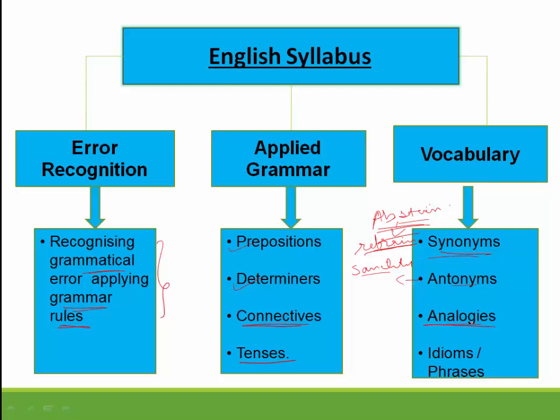Same goes with analogies. Now what are analogies? Analogies are a given relationship. There will be 2 words and they will give you a relationship. You have to find out what the relationship is. Is it a relationship of the same meaning, or is it the opposite word? So accordingly, you have to find out and give the answer.